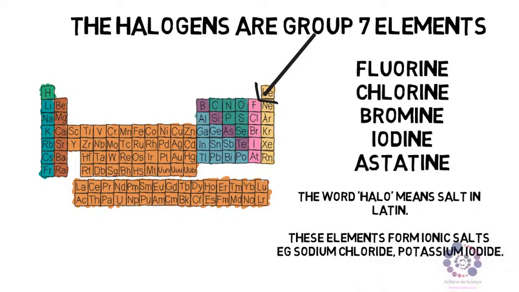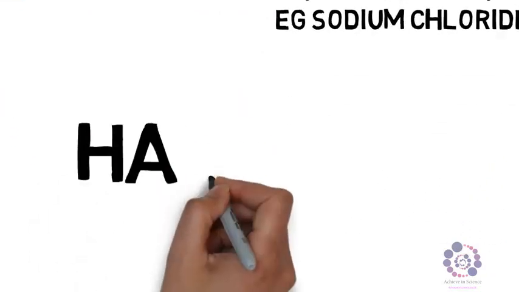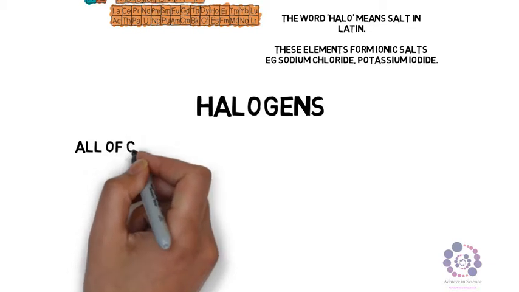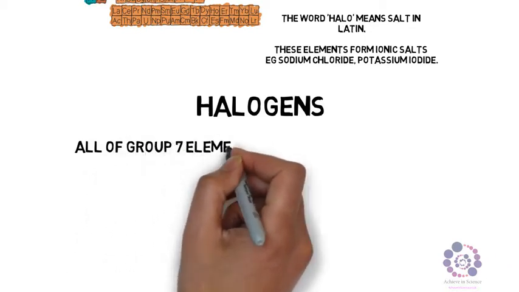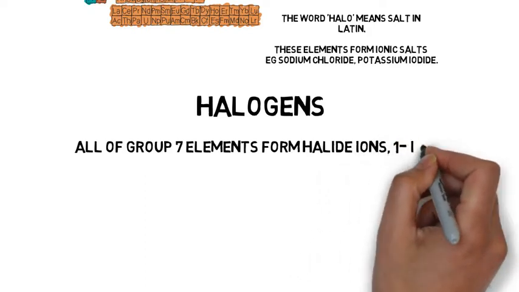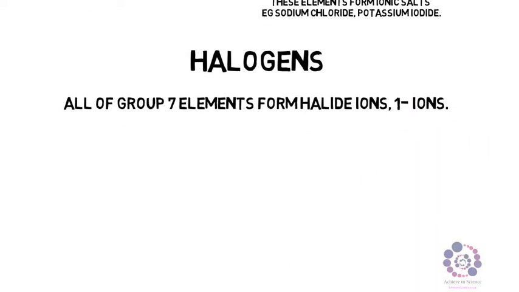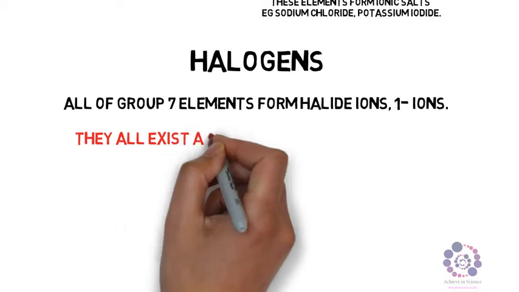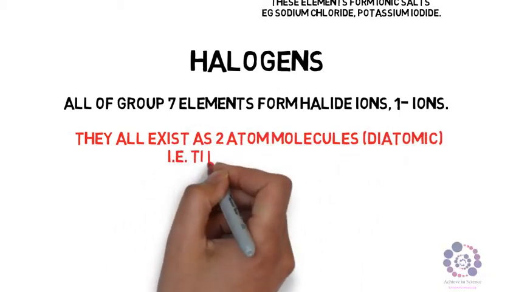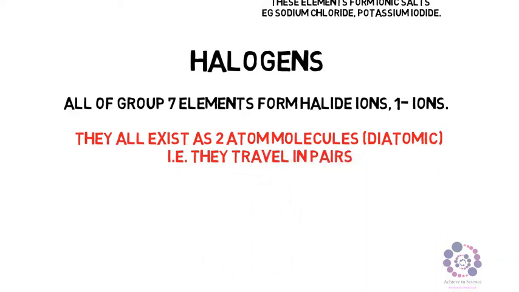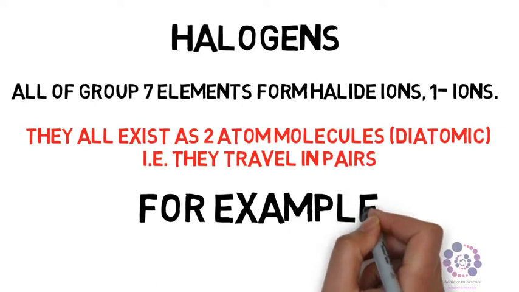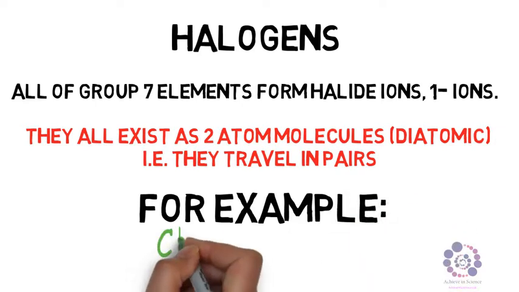So what else do we need to know about these halogens? While all of the group 7 elements form halide ions, these are 1- ions. All of these halogens also exist as 2-atom molecules. They are referred to as diatomic. This means that they travel around in pairs. So for instance, we have chlorine travelling around as Cl2, bromine as Br2 and iodine as I2.